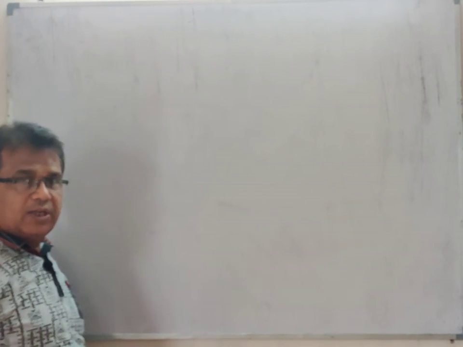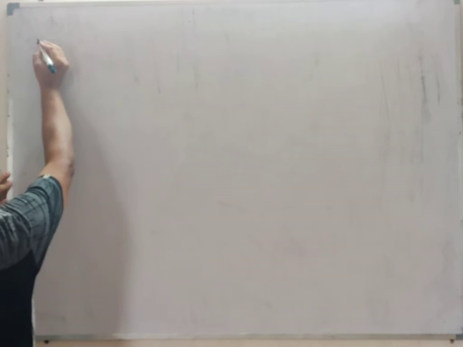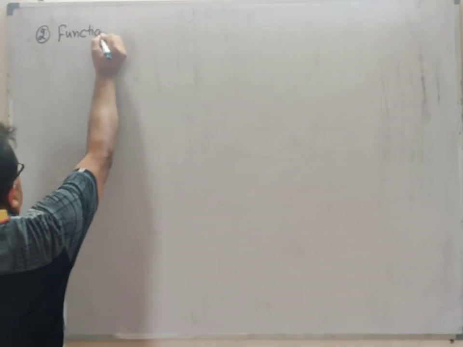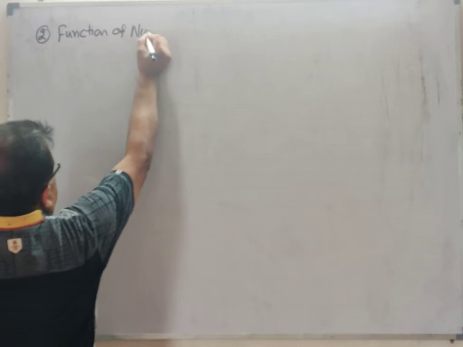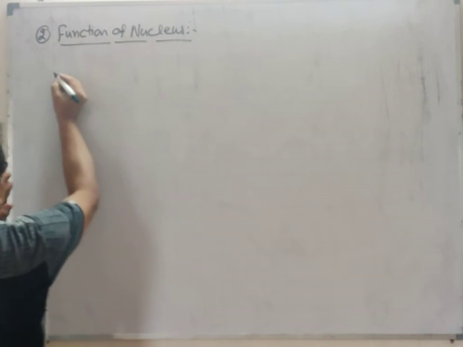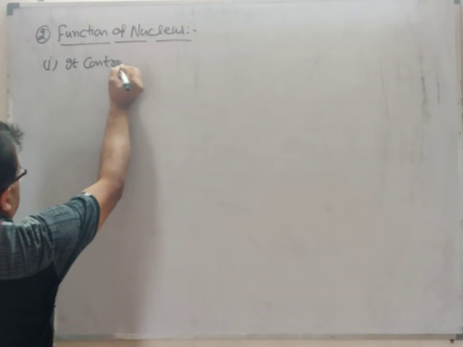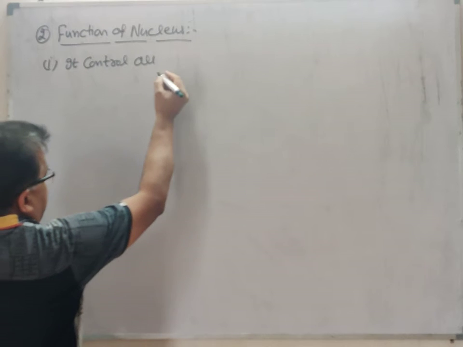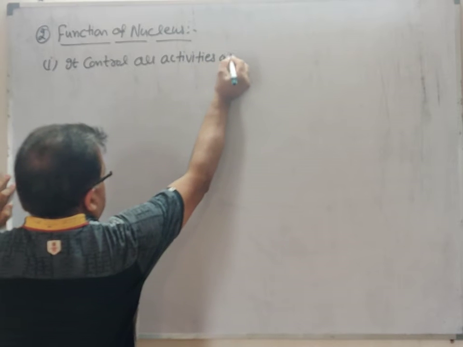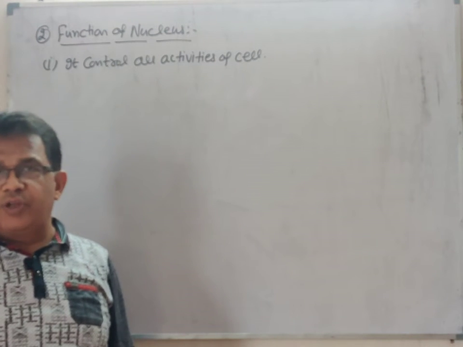So we have studied nucleus, its structure, its diagram. Now function. Function of nucleus, or what is importance of nucleus. Number one, it controls all activities of the cell. It is known as brain of the cell because it controls all the activities of the cell.